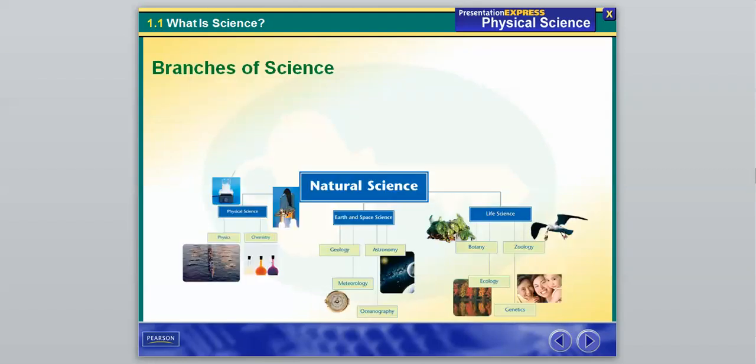So if you look here, again, the big thing here is natural science, which again are things that occur in the natural world, things that we can see, things that we can hear and touch, things that are within our realm of understanding. And you can see there all the different branches. Don't need to worry about writing this down yet. We'll get a more in-depth look at each one of those.